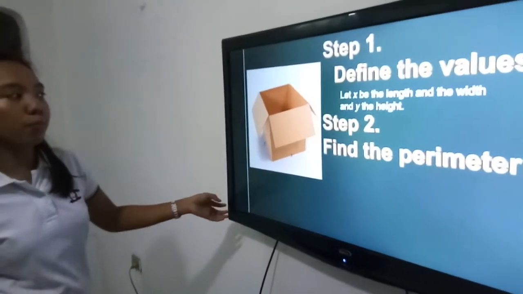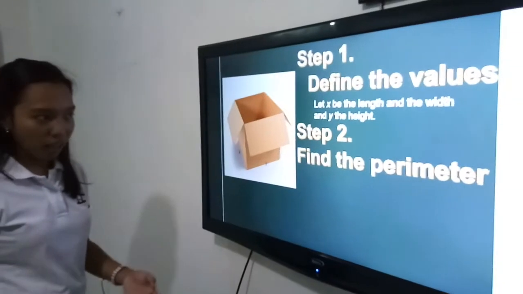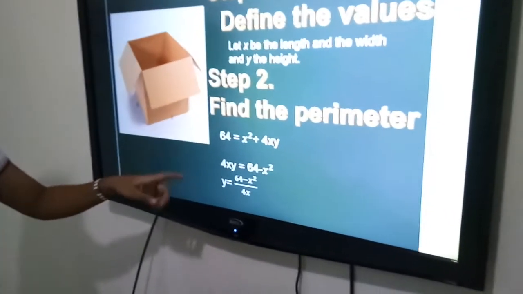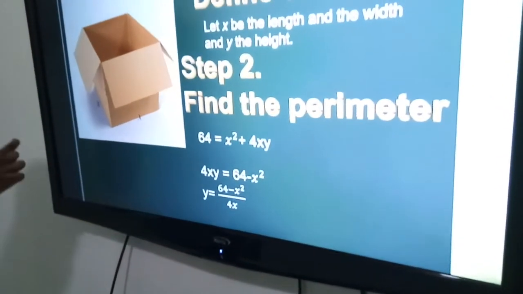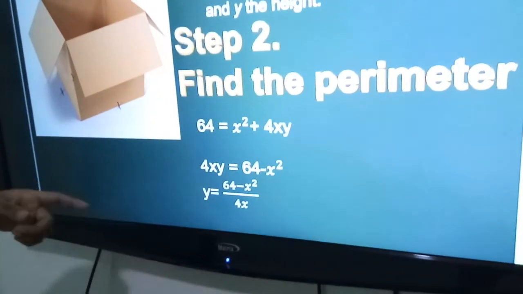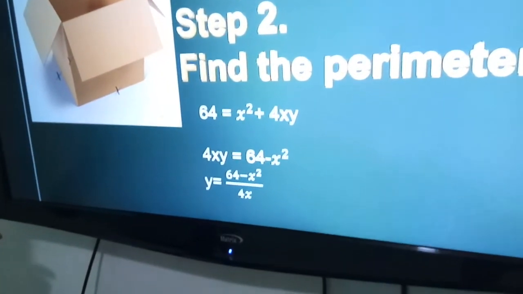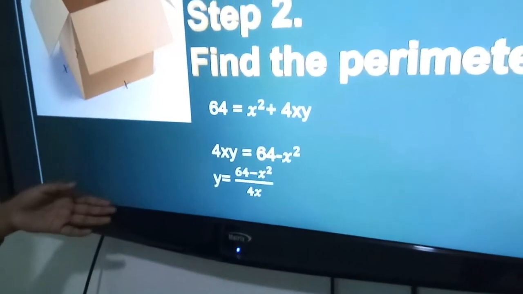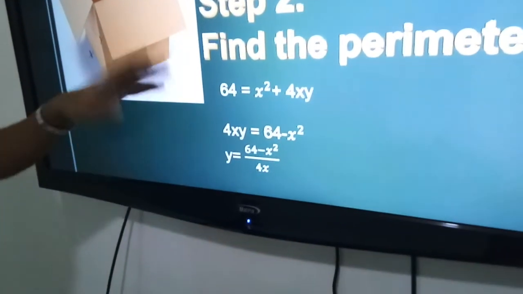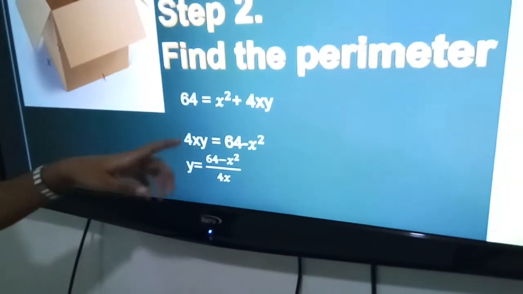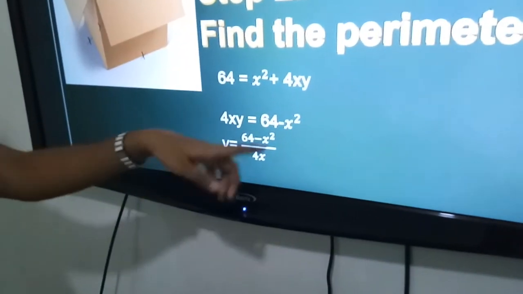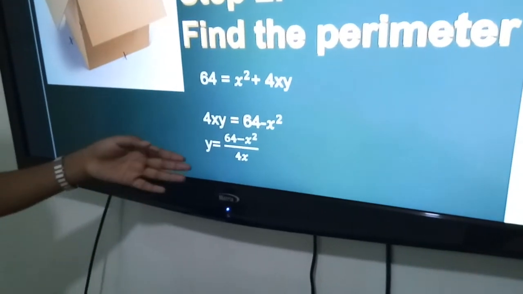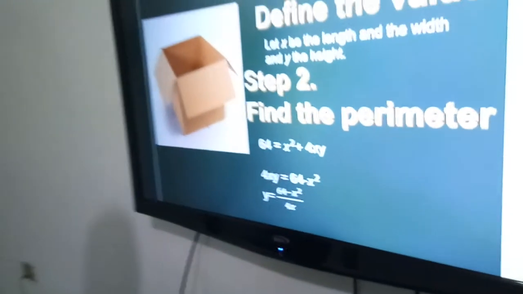And step 2, we need to find the surface area of the box. Then 64, our given earlier, is equal to x squared plus 4xy, where the x squared is the surface area of the square base and the 4xy is the surface area of the 4 sides. And then we need to isolate the y. It becomes 4xy is equal to 64 minus x squared, then divided by 4x to find the y. And then it becomes y is equal to 64 minus x squared all over 4x.